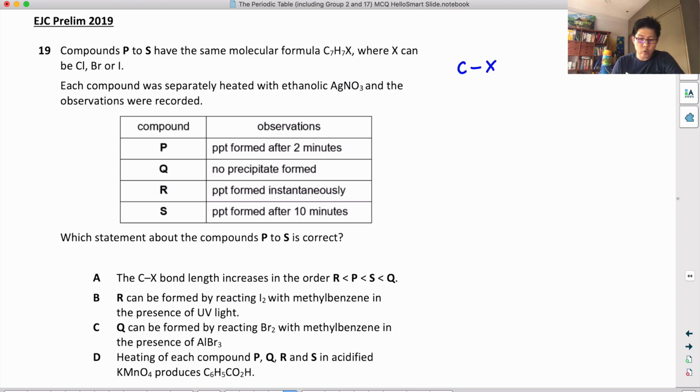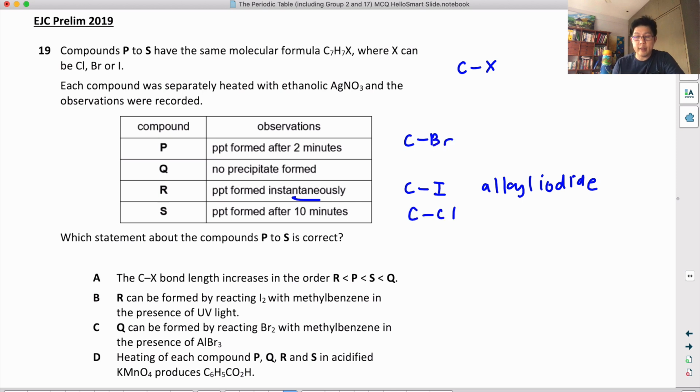The one that forms a precipitate immediately must have the weakest C-X bond, right? So this must be the one that reacts instantaneously. It should be C-I, an alkyl iodide, followed after 2 minutes by C-Br, and after 10 minutes by C-Cl.